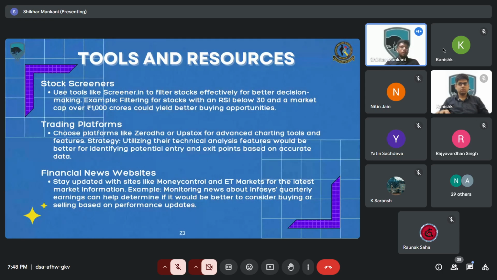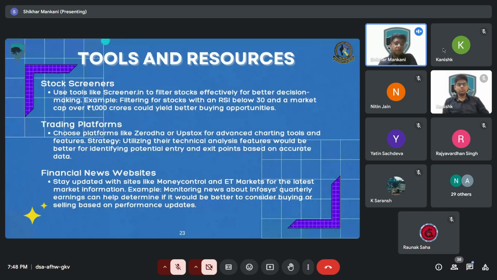Again, the third thing is that we have financial news websites available as tools and resources. There are many websites and news channels available today: ET Now, Moneycontrol, ET Markets. If you have to trade in the US markets and in the global markets, you can use the Wall Street Journal and the Financial Times. So these are some tools and resources available for you to make your trading easy.